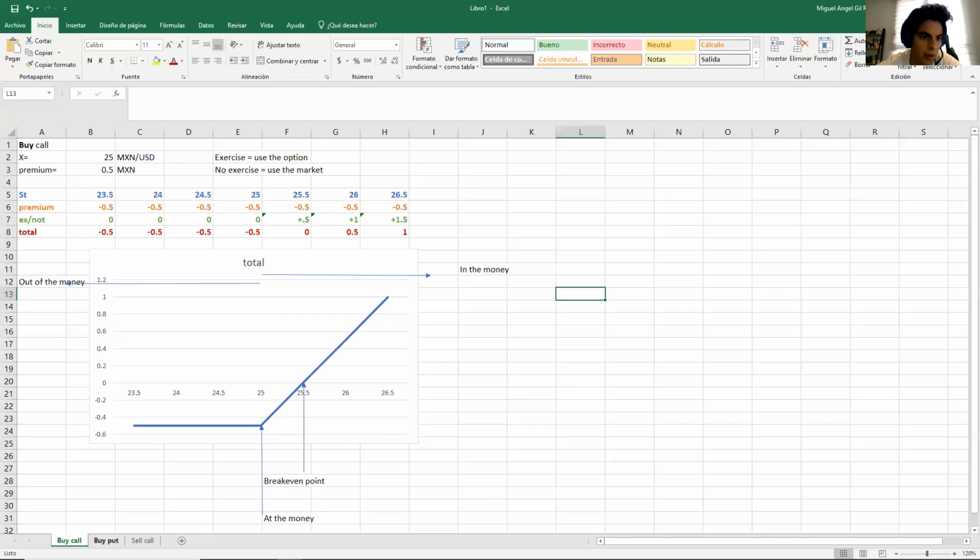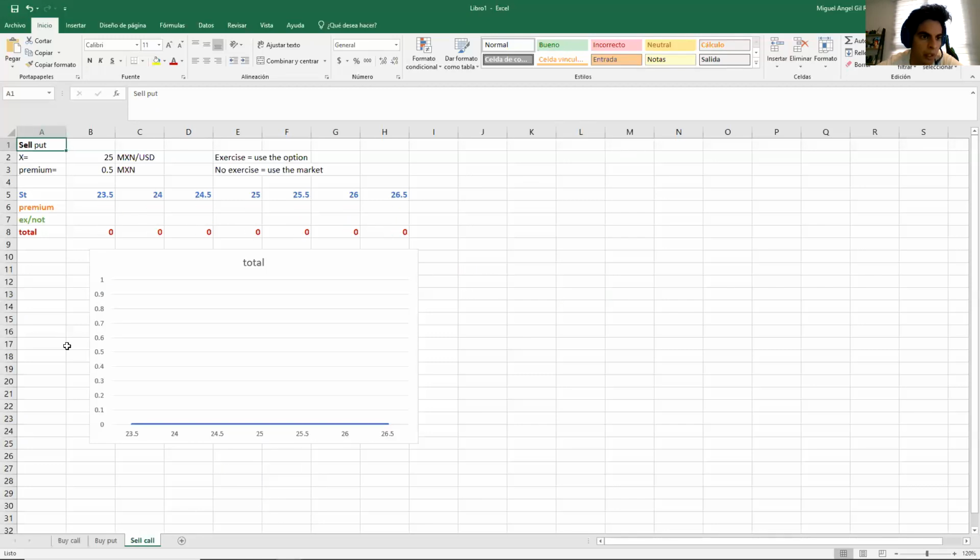Before we were buying a call, buying a put, and now we are selling a call. I'm going to keep the same data, the same strike 25, the same premium 0.5. But now the perspective is totally different. Now we are selling a call.